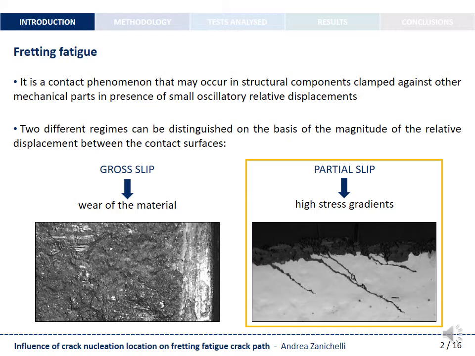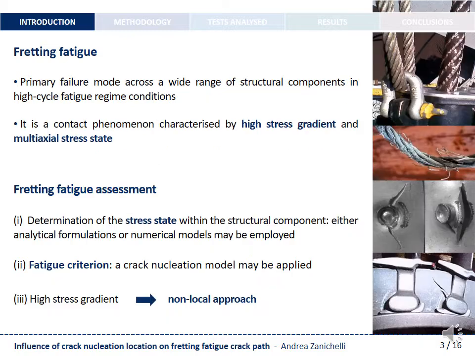Gross slip regime, characterized by global relative motion between the components, and partial slip regime, in which the contact surface consists of an inner stick region with no relative displacements and an outer microslip region, where relative microdisplacements of the order of few microns arise. Gross slip regime promotes the wear of the material, whereas in partial slip regime, the main damage phenomenon is the nucleation of cracks at the contact surface due to high stress gradients.